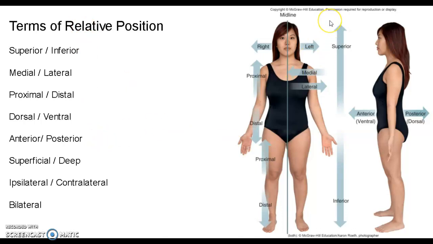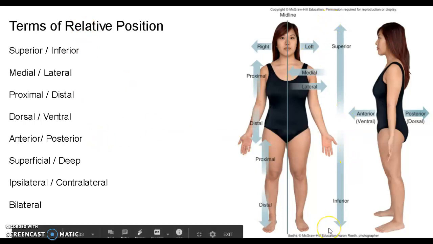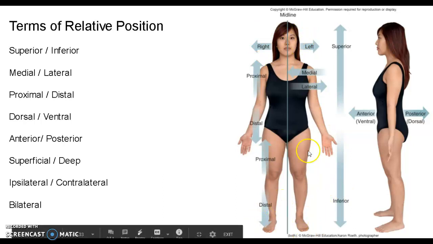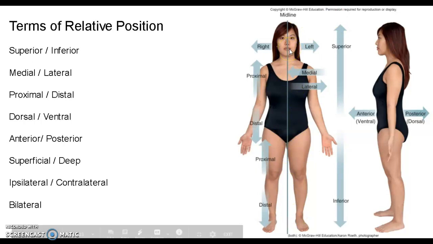Superior means above, inferior means below. So for example, our head is superior compared to our feet. Our head is above our feet. Our mouth is inferior to our nose because it is below the nose.